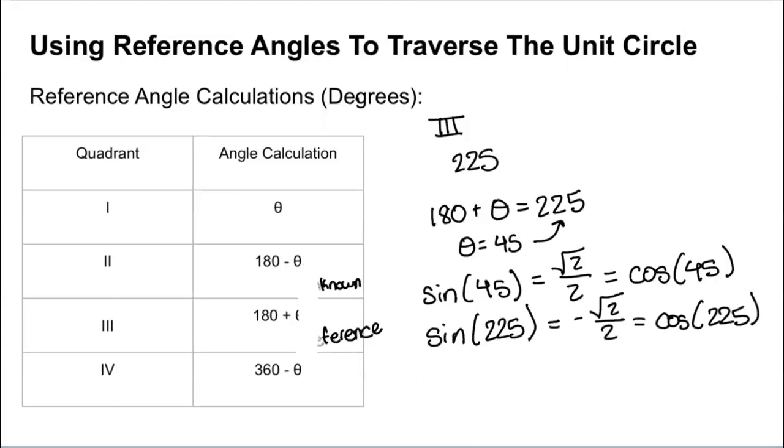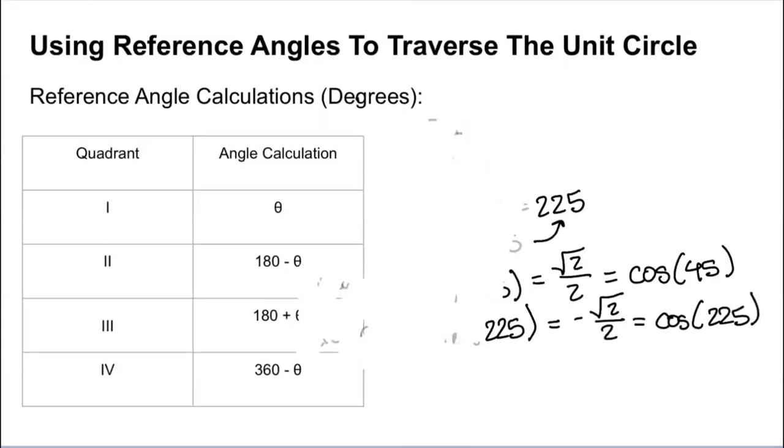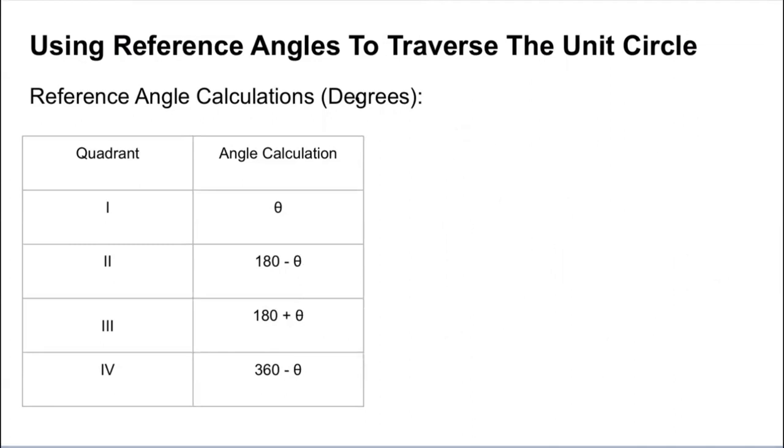And finally, in quadrant four, we have this 360 minus theta. Theta here is your unknown. In quadrant 4, it's unknown. And in quadrant 3, it's going to be your reference angle. That's an important distinction to make. I'm not going to go over the example there, but you can try it out on your own, and it will yield the same results as if you were to do it in quadrant 2 and in 3.